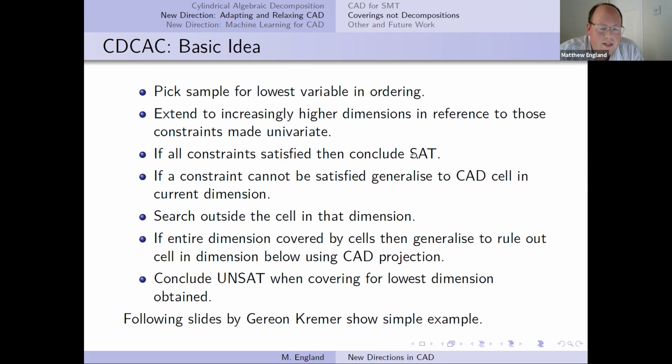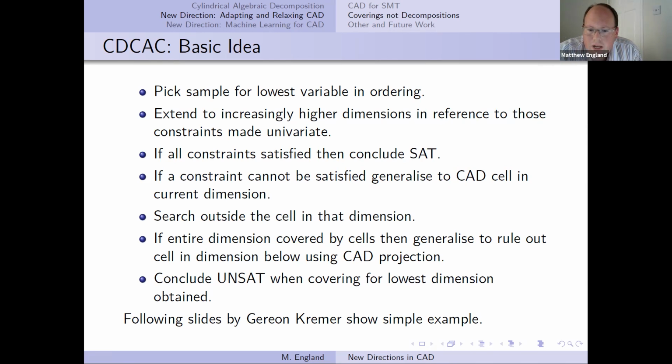And if the entire dimension doesn't contain a point that satisfies the constraints, then we're in a conflict situation, and we use CAD projection to rule out a larger area in the dimension below, larger than just the single guess point that we made, using the theory of CAD sign invariance. And we only conclude unsat when we've covered the entire bottom dimension. So it's basically a depth-first search through the search space where we're constantly ruling out as large a region as we can to inform the future search.